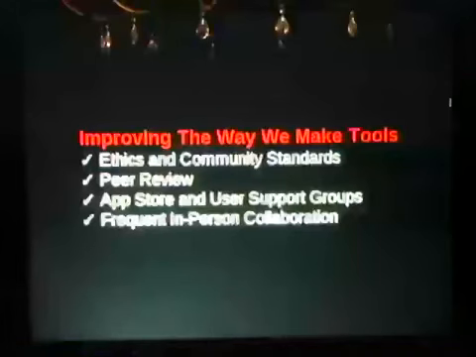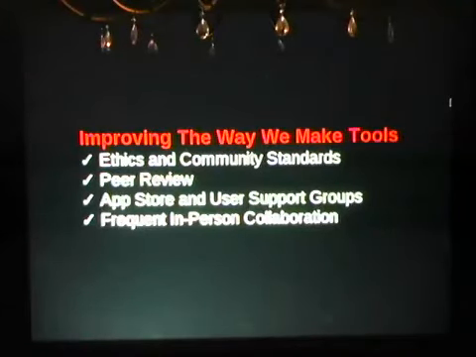What I want to do is change the way we construct tools. I want to change the way we talk about tools and change the way we figure out how to deliver tools to end users.